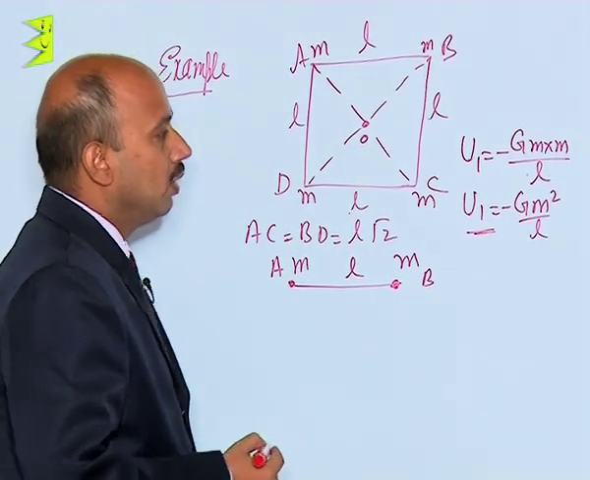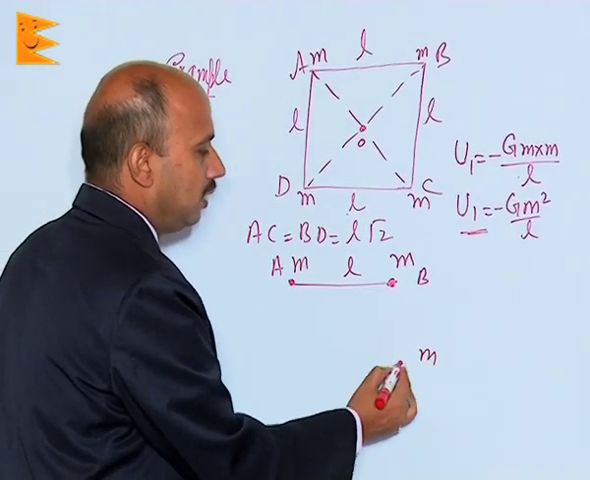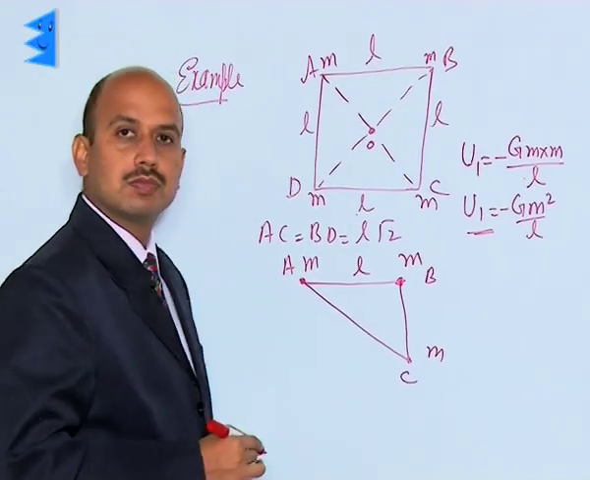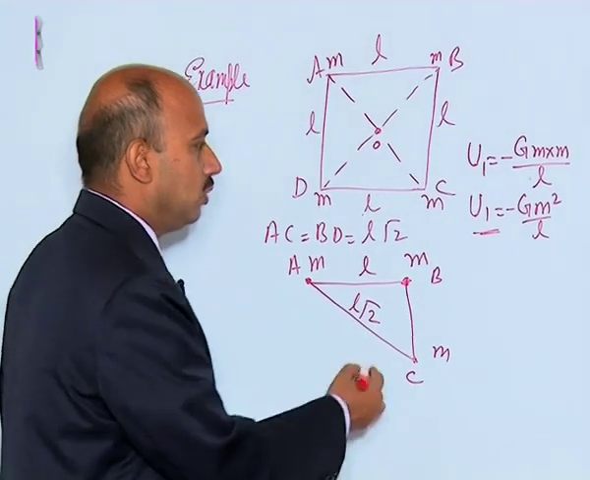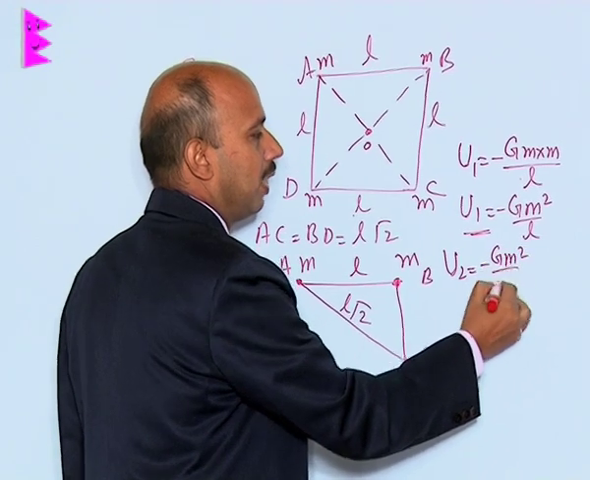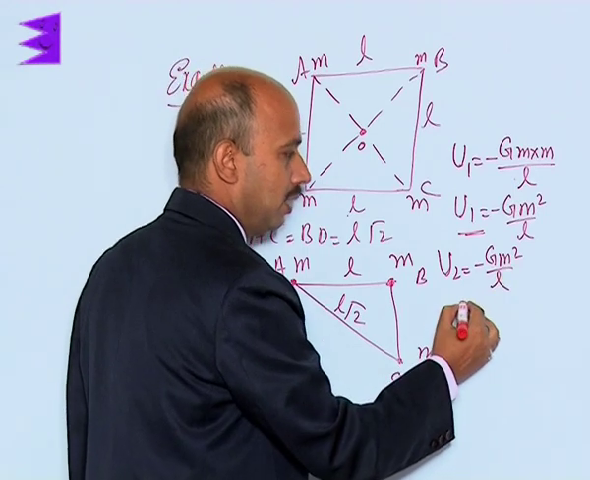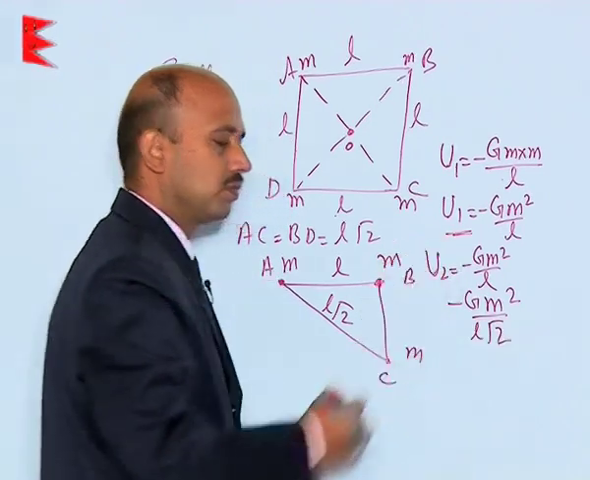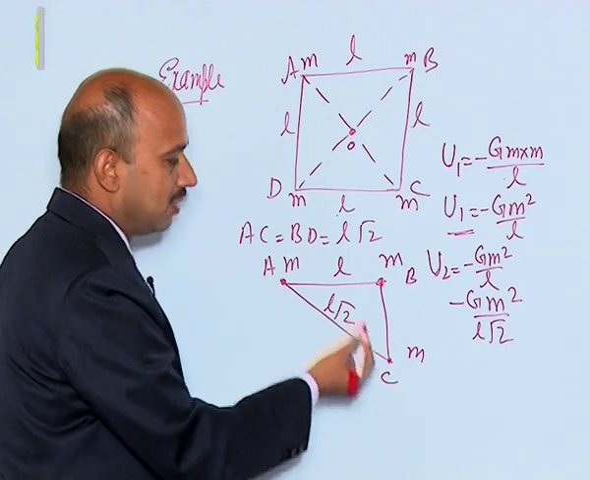Now, similarly, we bring the third body to the point C, then it has gravitational potential energy due to this and due to this also. This distance, we know, is L root 2. So, the total potential energy can be written as minus Gm square by L, this is due to this, and due to this, minus Gm square upon L root 2. So, this is the potential energy of the body m at C.